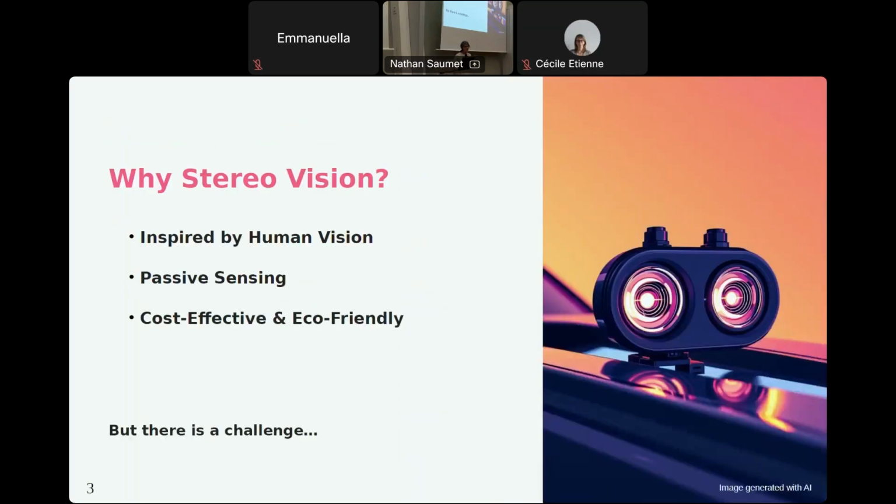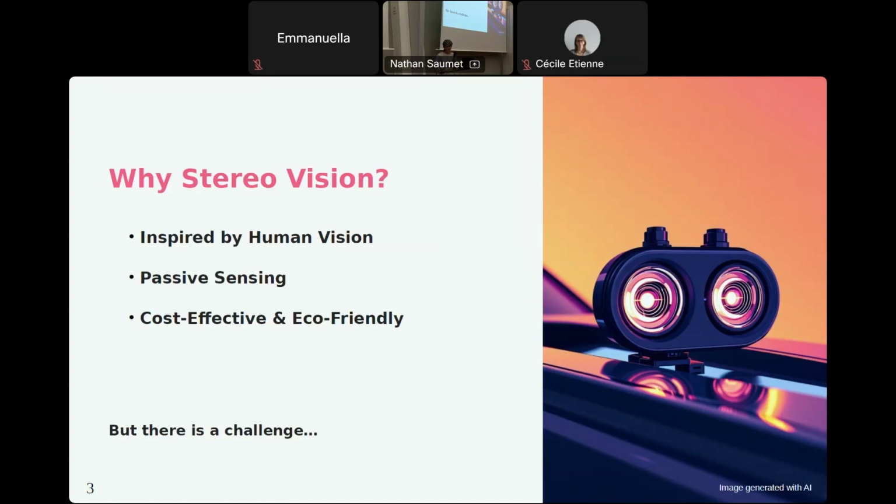Let's look at the human body. Have you ever thought what would have happened if we had one eye? Two eyes are for estimating the distance. Stereo vision is inspired by human vision, and by this we can estimate the distance. It's a passive device without laser, and it's cost-effective and environmentally friendly. It consists of two cameras in one line, and with this we can find the distance.